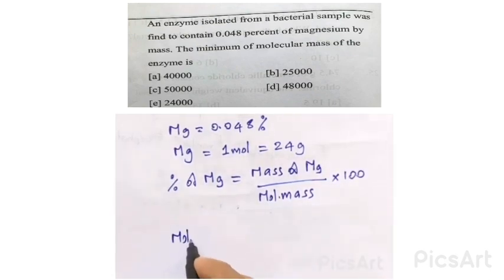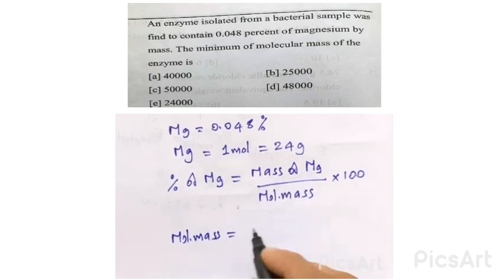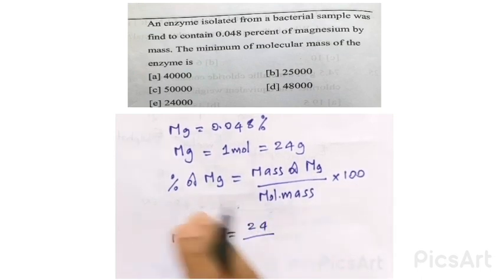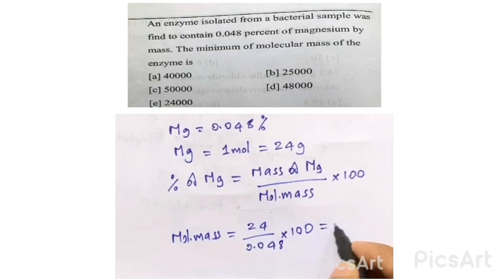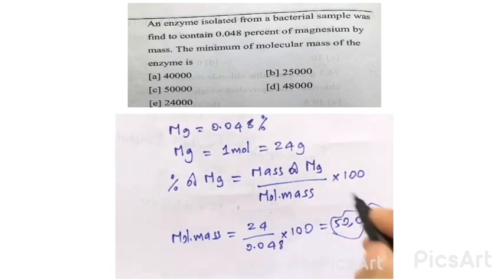So, this molecular mass can be the mass of magnesium, that is 24, by its percentage 0.048, into 100. By calculation, it will be 50,000. This will be the minimum molecular mass of the compound. So, option C.